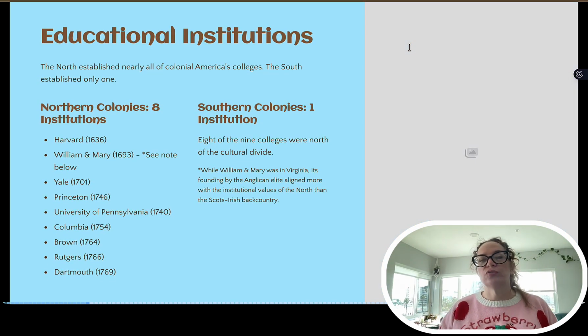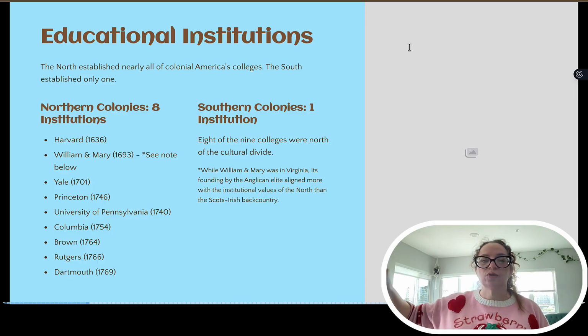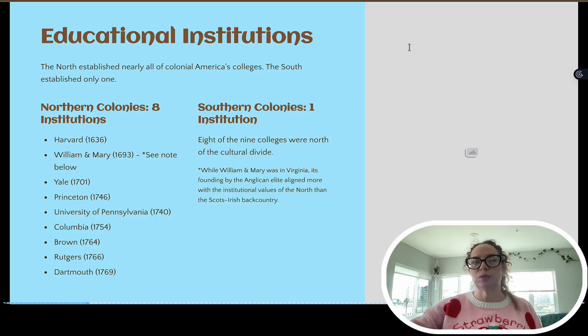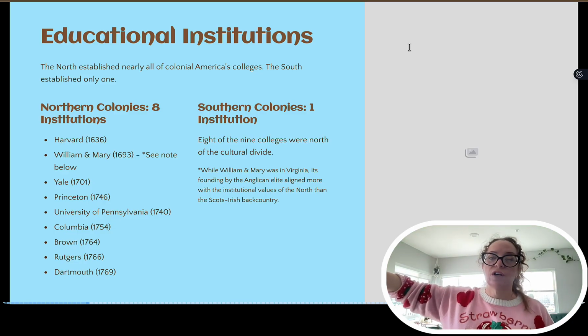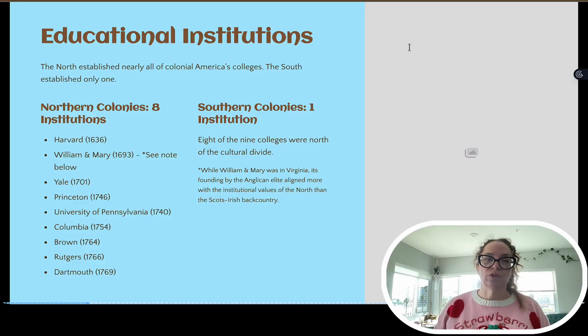Of the 9 colleges founded in colonial America, only one was in the South, William and Mary College in Virginia, which was founded not by the Scotch-Irish. It was founded by a group called the Anglican Elite, which were English. So the one in the South wasn't even founded by the Scotch-Irish. It was still founded by English people. Harvard, Yale, Princeton, Brown, Dartmouth, Columbia, Penn, Rutgers, they were all north of that cultural divide. They were the Yankees. You do not accidentally get 8 colleges in one region and 1 in another.